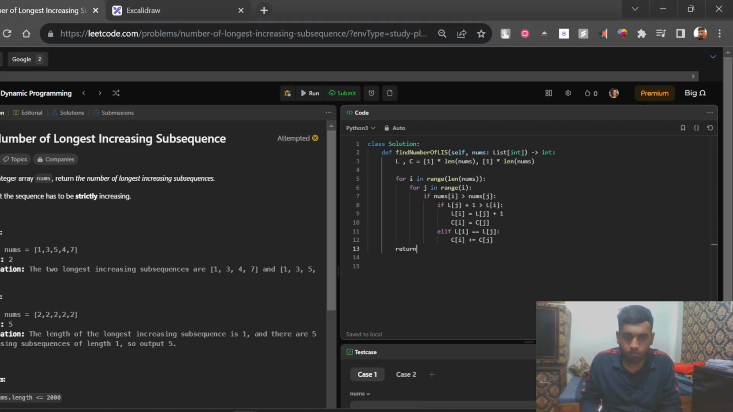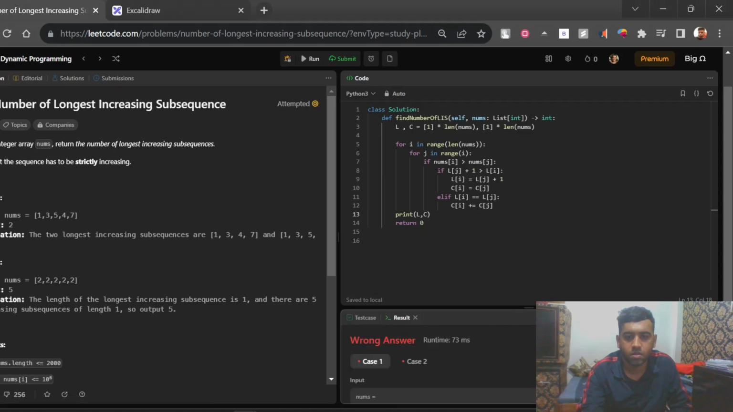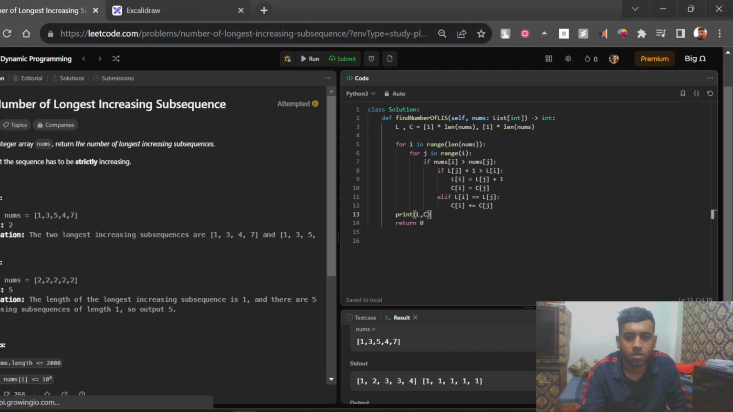Now we check if everything is good, from what we solved in the drawing part of the question. Wrong answer. I know it's the wrong answer. 1 2 3 3 4. Alright, 1 2 3 3 4. But why is it not executing?